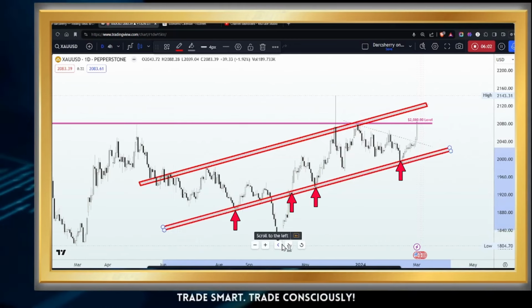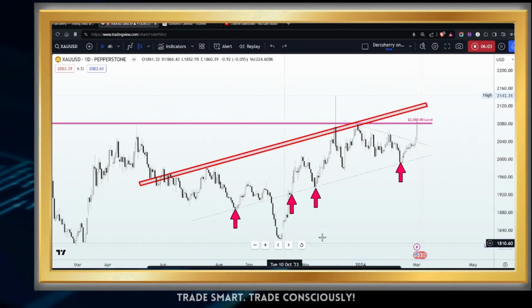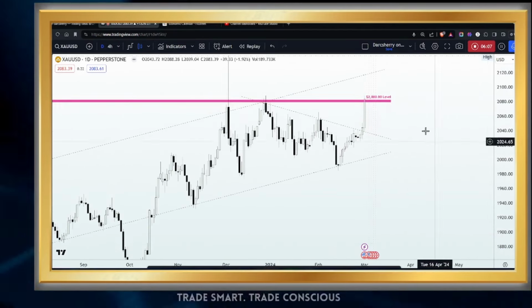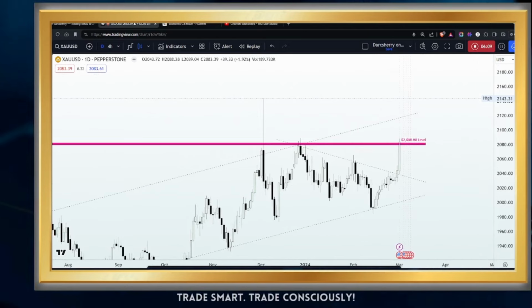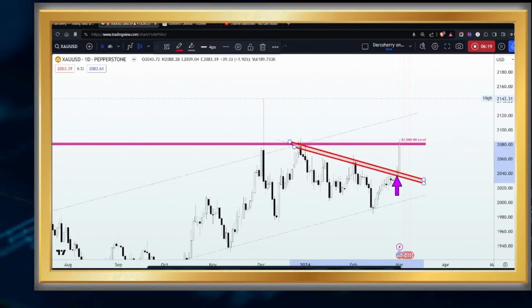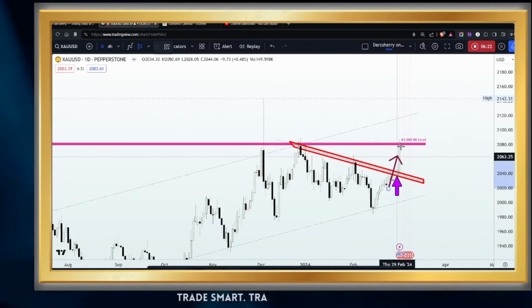Now, looking at what happened last week, you will see, let me zoom in so we can see things clearly. Price action did break out of this descending trend line, which was supporting the bearish momentum since the beginning of this year, to give us a strong bullish move.